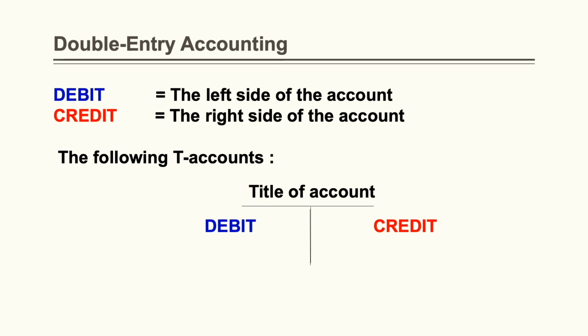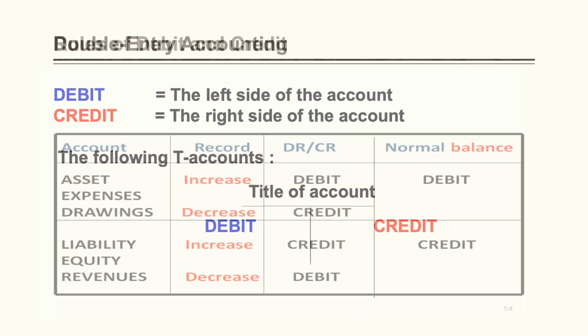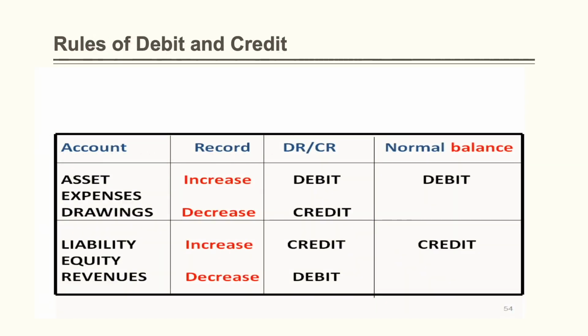So now we look at the rules of debit and credit. So as what you can see from the slide, the accounts asset, expenses or drawing. So when we buy asset, that means the asset increases, right? So we must debit. So when we dispose our asset, that means decrease, right? So when asset decreases or expenses decrease, we must credit.